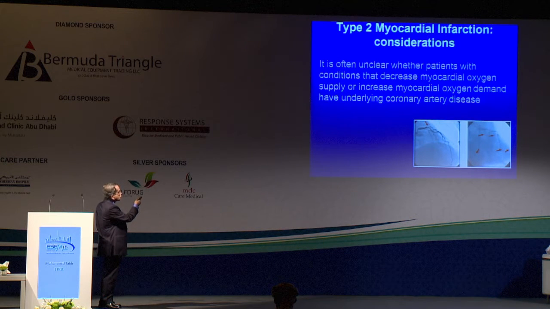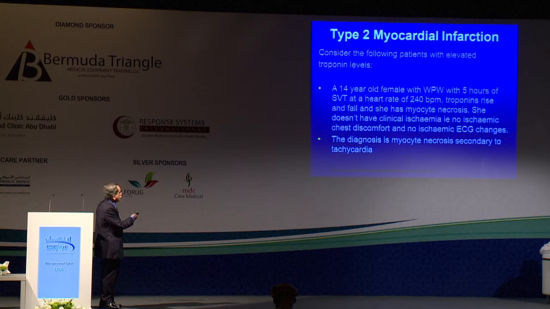So this is what I was just saying, that when you have a type 2 MI, whether it's a question of supply and demand, the question is: is there any significant coronary artery disease, and what do you do? If you see there is a significant lesion there, and you have to believe what I say, this is a diagonal coming out from the LAD and has a proximal and an ostial stenosis. So it's a difficult decision, what do you do? It all depends on your history taking, your examination, your clinical judgment, what you're going to do.